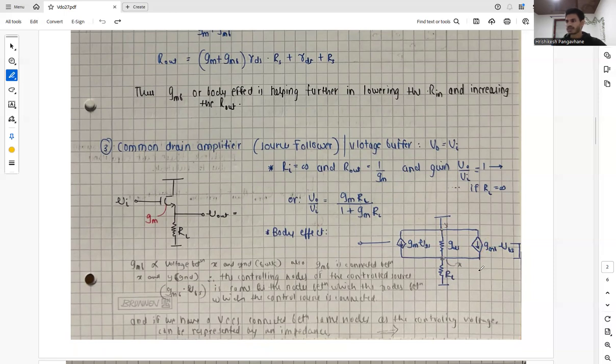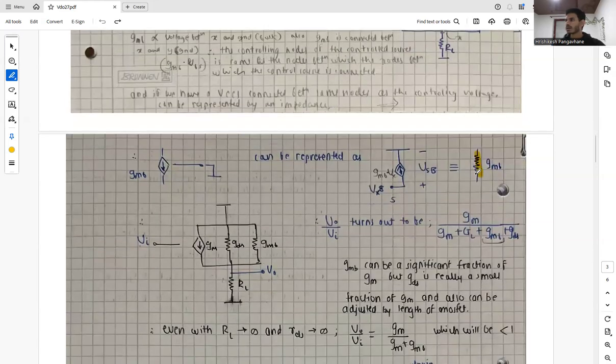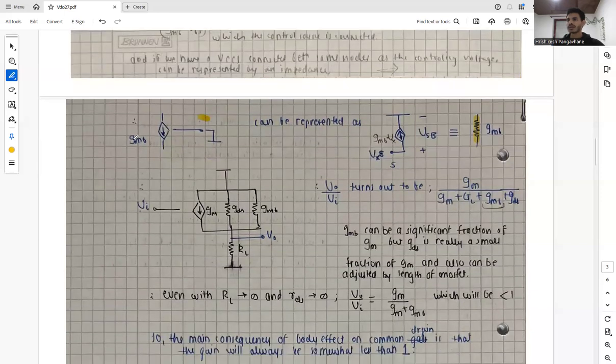So the controlling nodes of the controlled source, which is GMB times VBS, are the same as the nodes between which the controlled source is connected, which are ground and point X. So basically what we can say is that if we have a voltage controlled current source connected between the same nodes as its controlling voltage, then it can be represented by an impedance. So this source can basically be represented as an impedance of 1 upon GMB, or basically a conductance of GMB. So this is how GMB can be represented, because this source is connected between the same nodes as the controlling voltage.